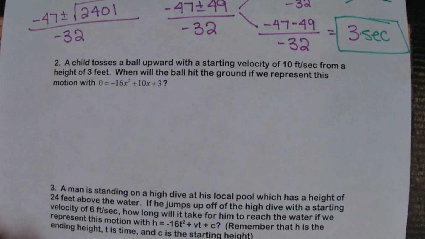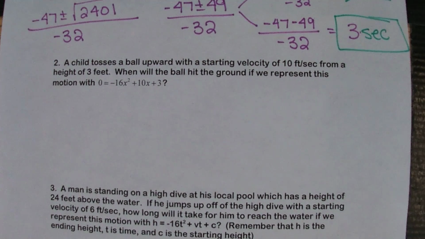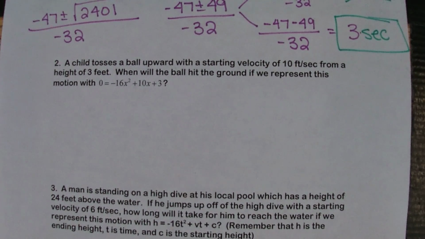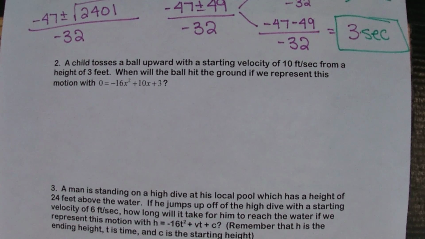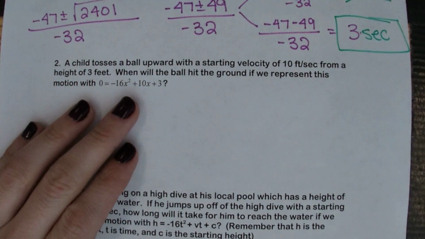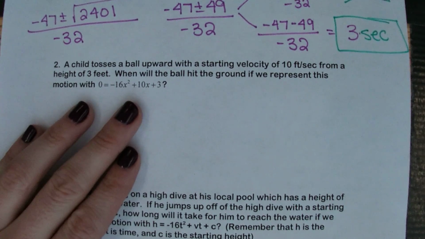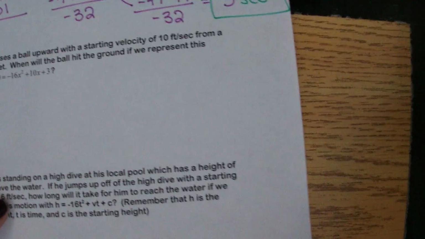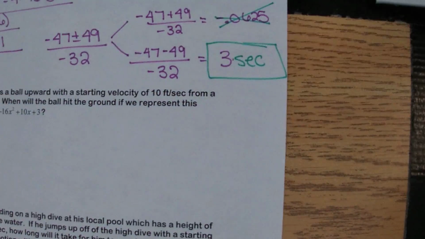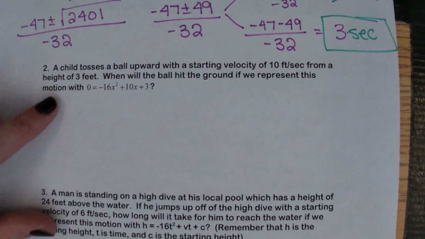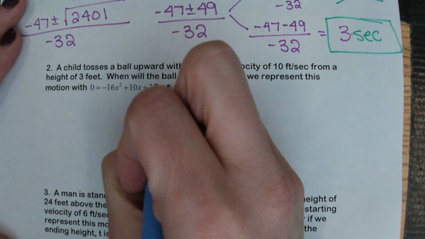So if we look at number 2, a child is now tossing a ball. It has a starting velocity of 10 feet per second, and it's from a height of 3 feet. We want to know when will the ball hit the ground based on this equation. So we're looking for where it hits the ground, which is this space over here, which means we need an x-intercept or a solution. So we are going to start solving this.